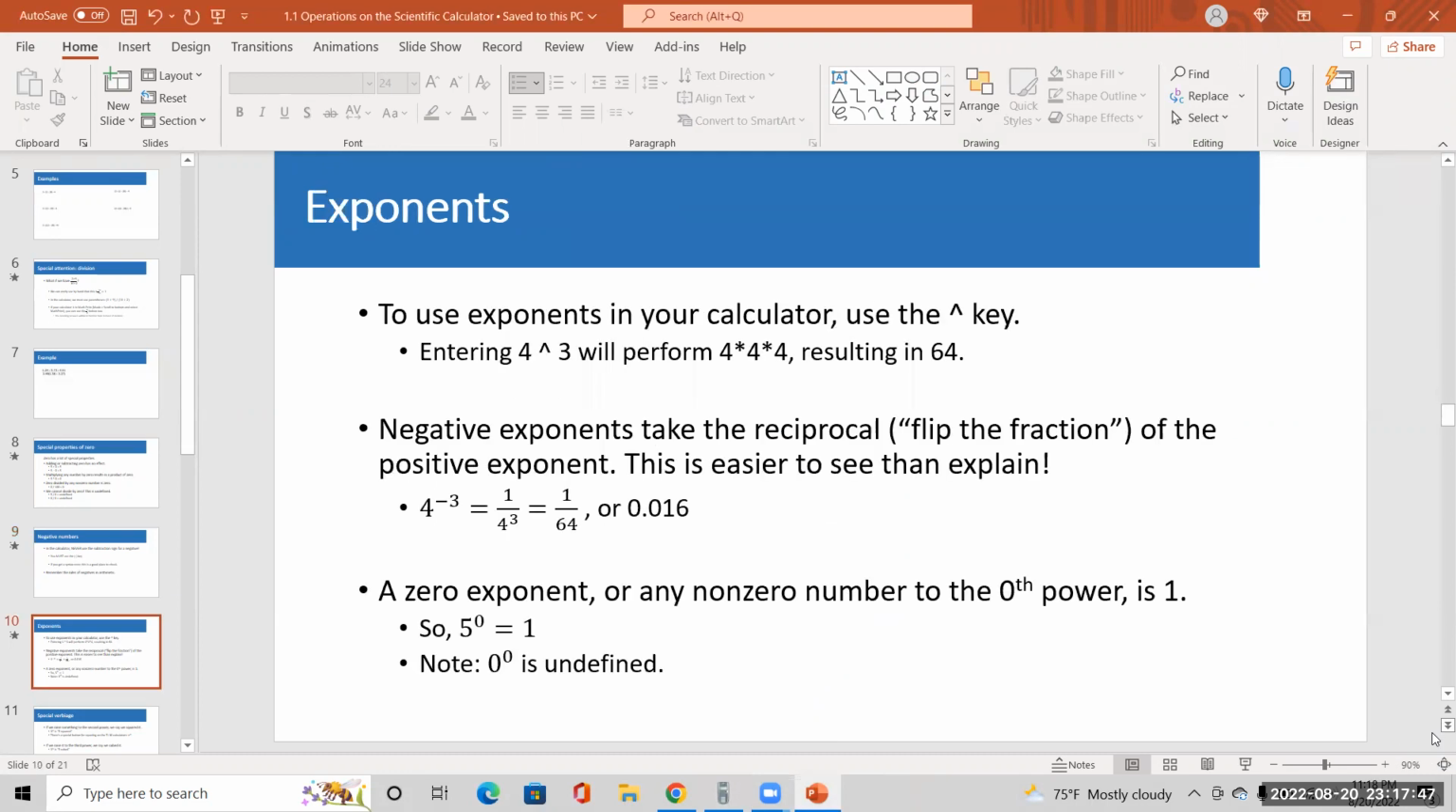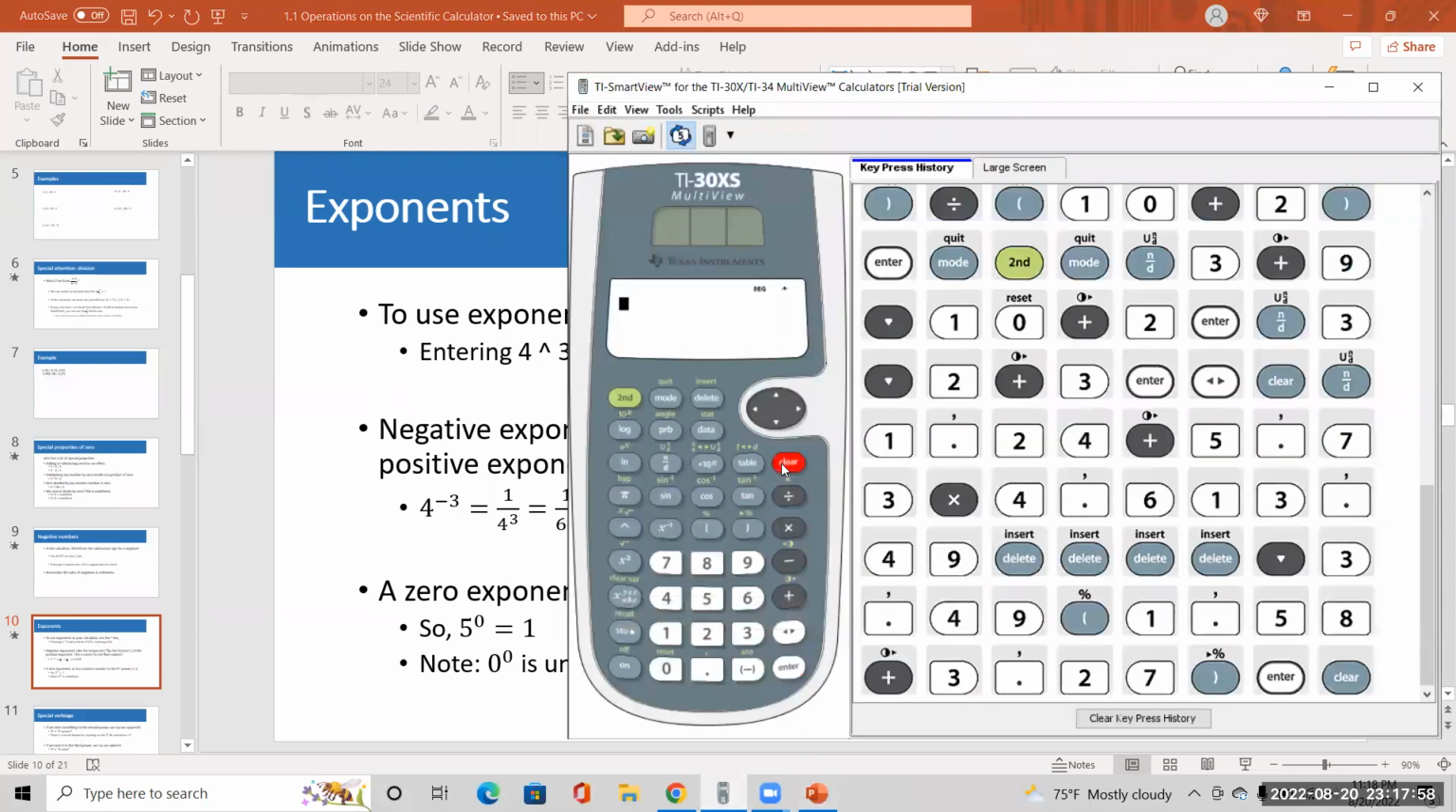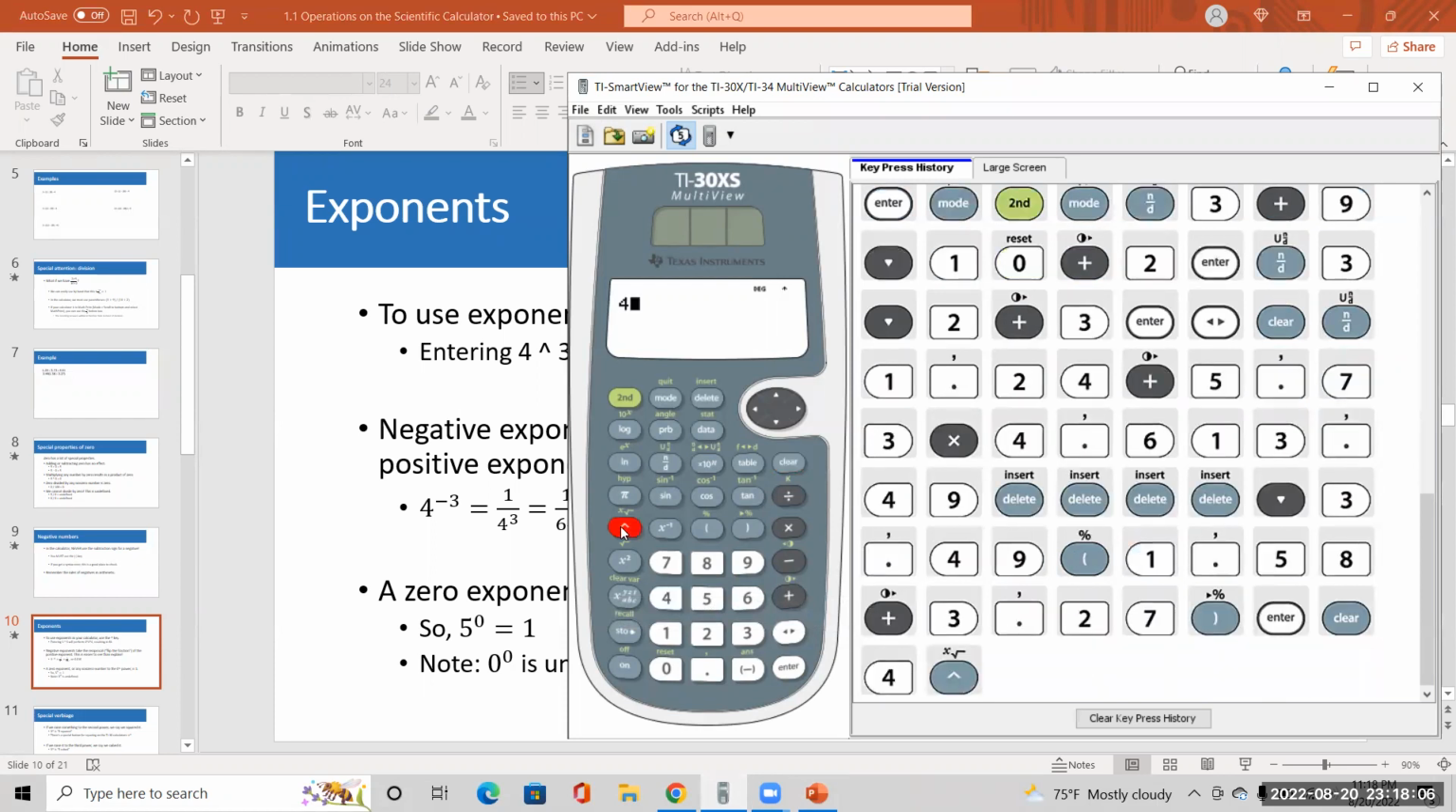Now, if we want to use exponents in our calculator, we can use the caret. We call this little caret, this little arrow key. And that is going to be the easiest way to use exponents in our calculator. So if we clear this out, the caret on the TI-30 MultiView is over here on the left in the middle. So if we want to have 4 to the third, we'll press 4 caret 3 and press enter. And it'll give us 64.